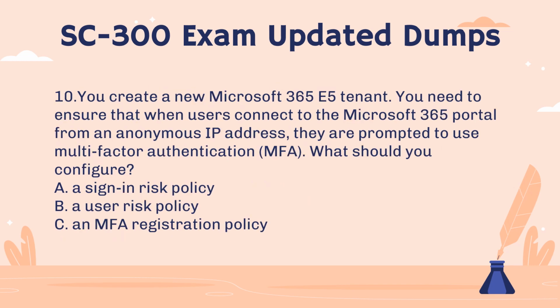10. You create a new Microsoft 365 E5 tenant. You need to ensure that when users connect to the Microsoft 365 portal from an anonymous IP address, they are prompted to use multi-factor authentication (MFA). What should you configure? A. A sign-in risk policy. B. A user risk policy. C. An MFA registration policy.